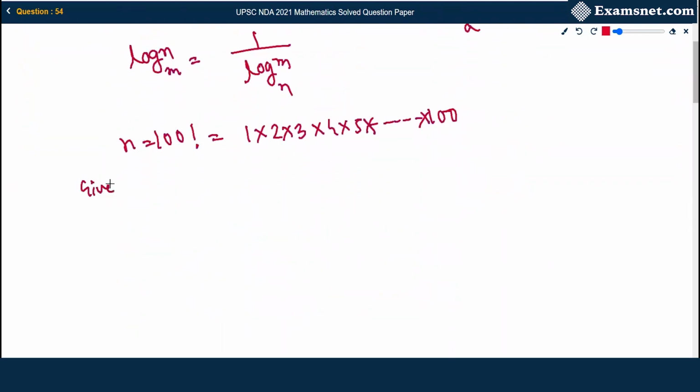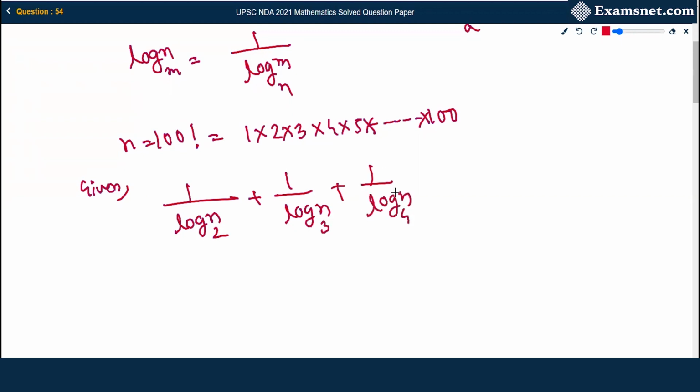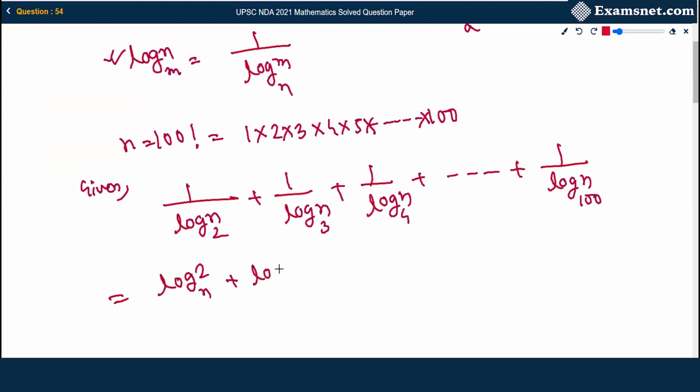So let me write the given expression first: 1 by log n to the base 2, plus 1 by log n to the base 3, plus 1 by log n to the base 4, plus dot dot dot up to 1 by log n to the base 100, right? Now in the next line, we are going to use the change of base rule. So it becomes log 2 to the base n, plus log 3 to the base n, plus log 4 to the base n, plus up to log 100 to the base n.